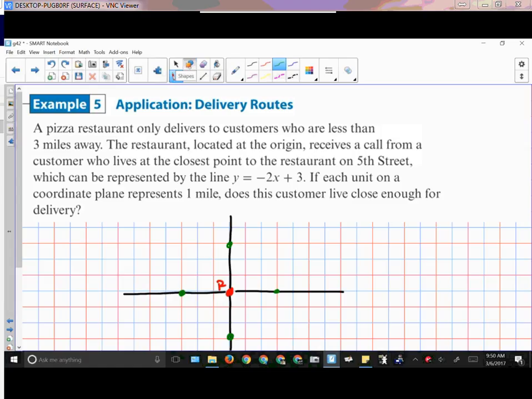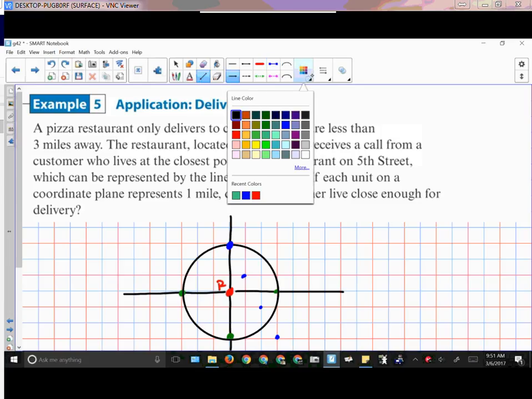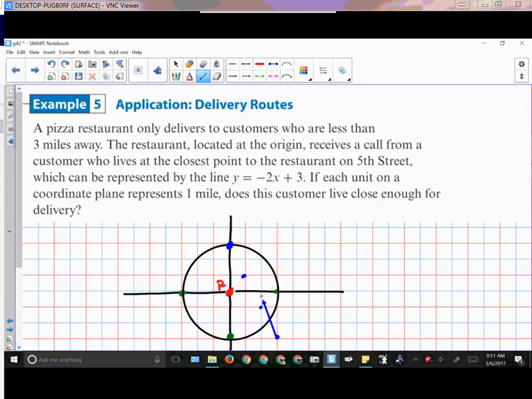Okay, so we're going to grab a circle here, and I'm going to make a circle that goes out that far. Okay, so here's my 3 mile radius. It goes out 3 miles in every direction. Now I'm going to graph that line, and it says plus 3, so that means the y-intercept is here, and the slope is negative 1 over 2, or negative 2 over 1, so down 2 over 1, down 2 over 1. So I now have my line going through here.